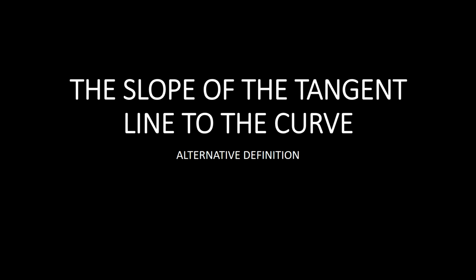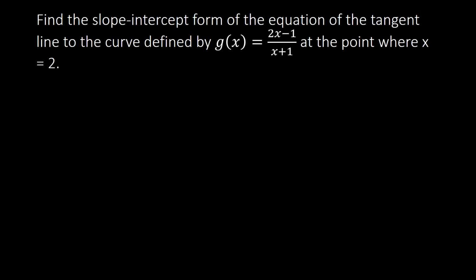This time, we're going to talk about the alternative definition of the slope of the line tangent to the curve. So find the slope-intercept form of the equation of the tangent line to the curve defined by g of x equal to 2x minus 1 over x plus 1 at the point where x is equal to 2.